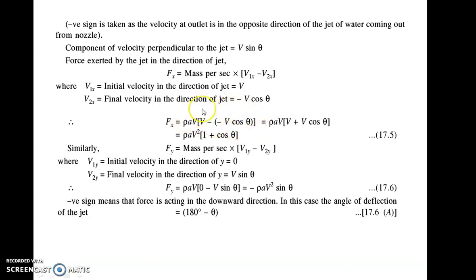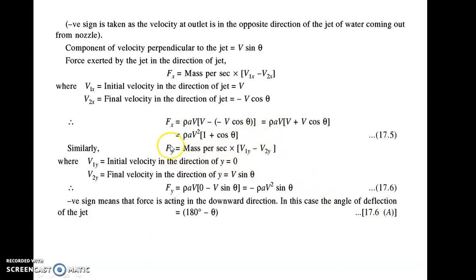So that is accounted here, mass flow rate. Hence you have to write it as only 1 V cos theta. So Fx is equal to rho a V into bracket V plus V cos theta. Taking V outside, you will get rho a V square into 1 plus cos theta. So the force for the curved stationary plate is given by rho a V square (1 plus cos theta).